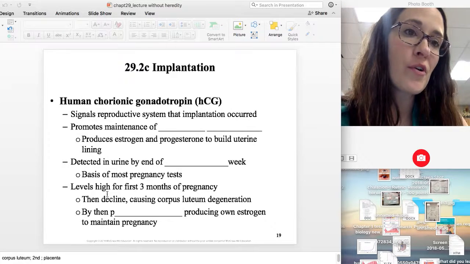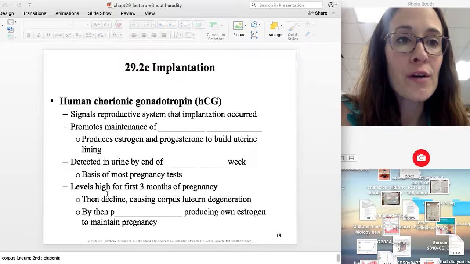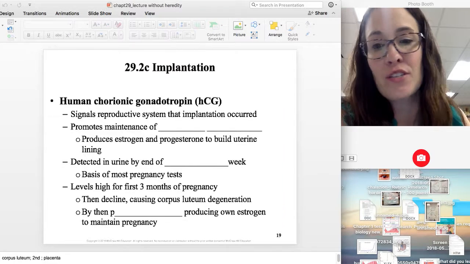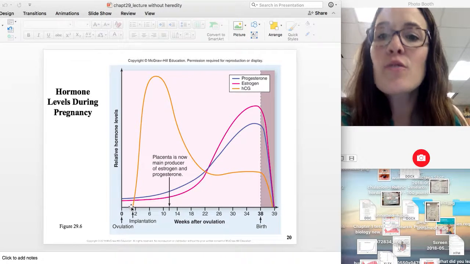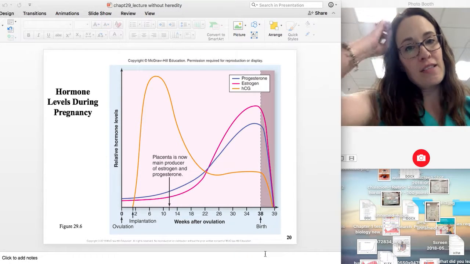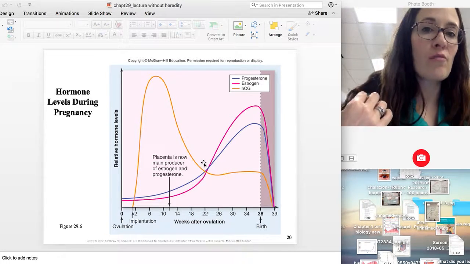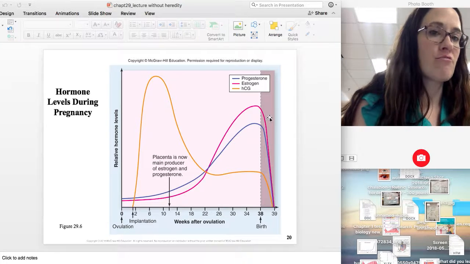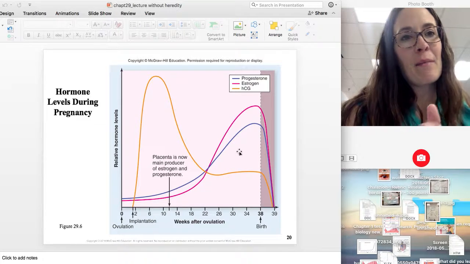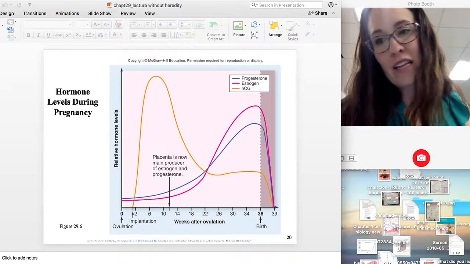The levels of this hormone are high for the first 3 months of pregnancy, but then they do dip off, they lower, and the placenta will take over producing progesterone and estrogen. So this graph shows the weeks of the pregnancy, and it cross-references the HCG hormone, and then estrogen and progesterone. And notice how the estrogen and progesterone keep climbing all the way until the end of pregnancy, and then you have the baby, and they drop.